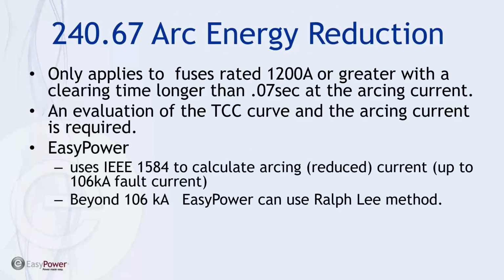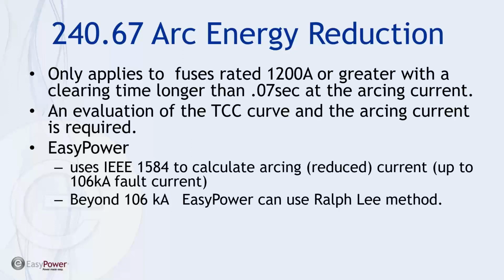So Article 240.67 only applies to fuses rated greater than 1200 amps with a clearing time longer than 0.07 seconds at the arcing current. An evaluation of the TCC curve and the arcing current is required. There's a couple of catch-22s even in this statement.